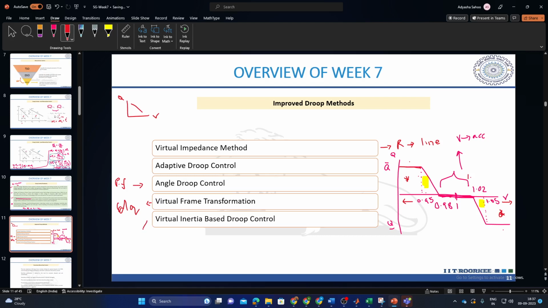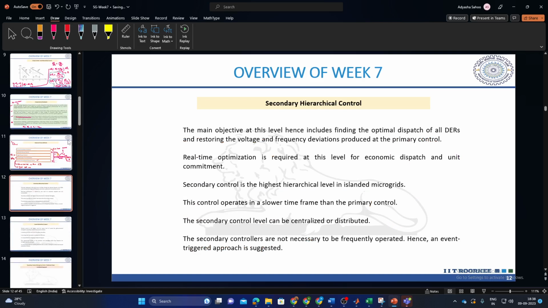Then a virtual inertia based droop control. What we do here is, since we know that inverter based resources are low inertia devices, if P changes by some quantity, let's say delta x, the frequency is going to vary drastically. So in virtual inertia droop control, we increase the inertia so that for minor changes in power, the frequency does not shoot up. So this is what we are doing here. Then say this local control we completed.